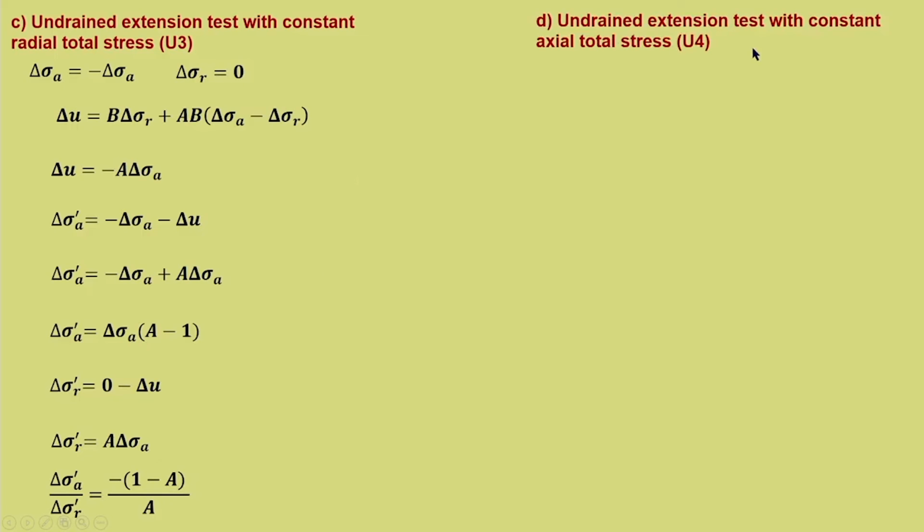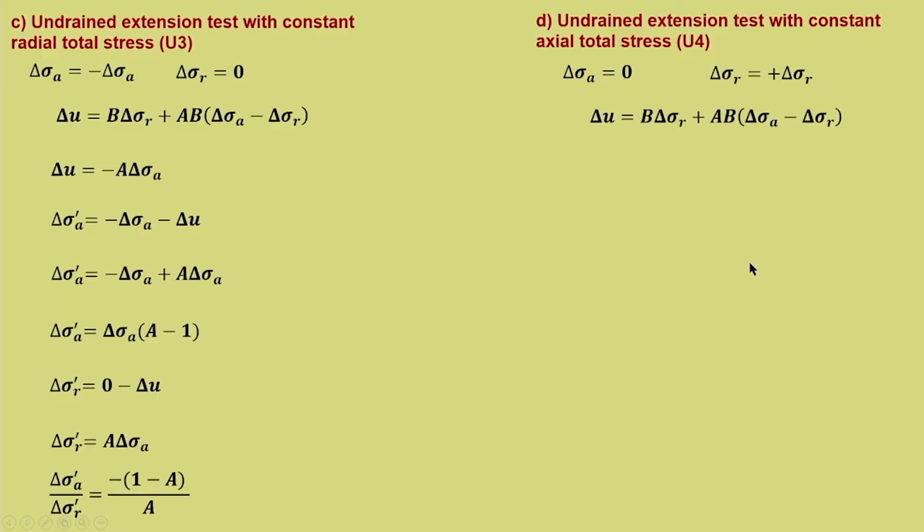Now, the 4th case is undrained extension test with constant axial total stress. So, we need to create extension. If it is constant axial total stress, then delta sigma A equal to 0. Then if extension has to be created, it has to be an increase in the radial stress, so that it is a kind of squeezing effect, delta sigma r.